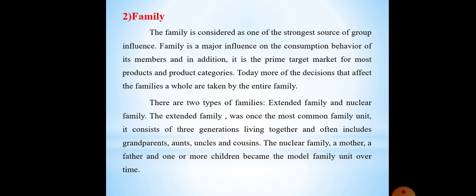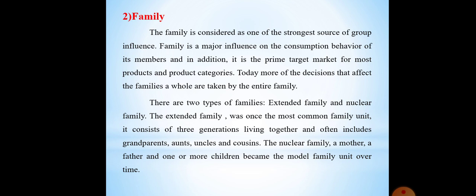Second one is family. Family is considered one of the strongest sources of group influence. Family is a major influence on the consumption behavior of its members, and in addition, it is a prime target market for most products and product categories. Today, more of the decisions that affect the family as a whole are taken by the entire family.